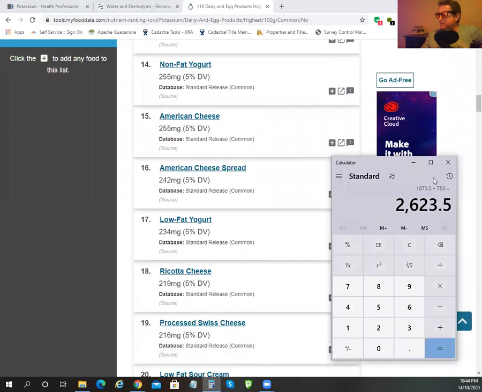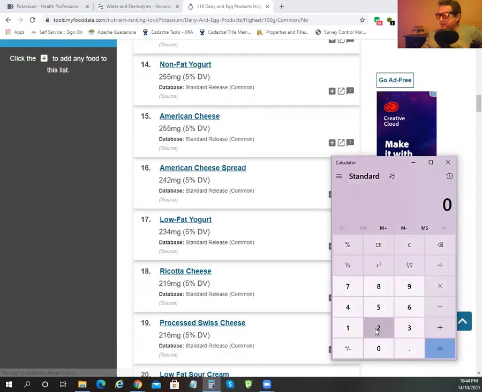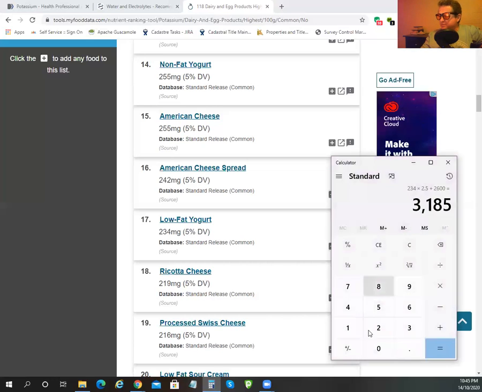So I've pretty much covered the steak. I've covered the milk, and then the yogurt, which I have about 250. So that's 2,600. We'll just say 2,600 for the 2, 3, 4 times 2.5 plus 2,600. So as you can see, it's well over 3,000.